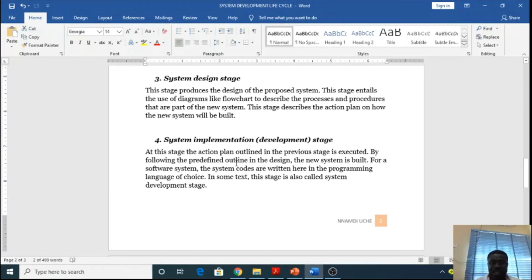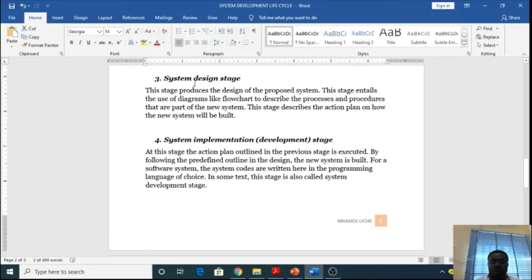Okay, so in this case, for a system development, you already have charts, you have drawings. You have the processes and procedures already spelled out. So what you do in stage 4 is to begin to develop them, begin to implement, carry out the actions that you have listed already. Your action plan, you begin to execute them. If it is a software system, you begin to write the code in the specific programming language that you need. That very language you want to use to develop it, you can begin to do that.